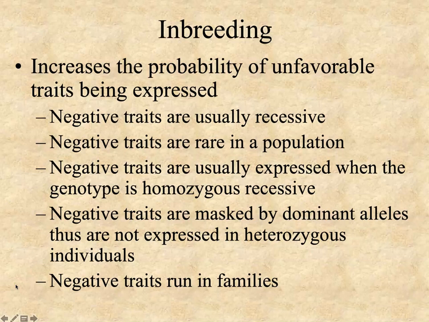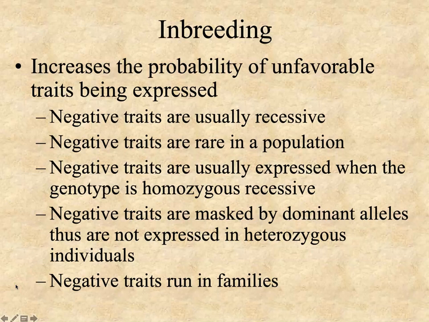Negative traits are masked by dominant alleles. Since they're recessive, they're masked by the presence of a dominant allele, and they're not expressed in heterozygous individuals. However, negative traits run in families. Now, if I have a population that's very large, it's highly unlikely that I'm going to mate with a person that's closely related to me, okay?